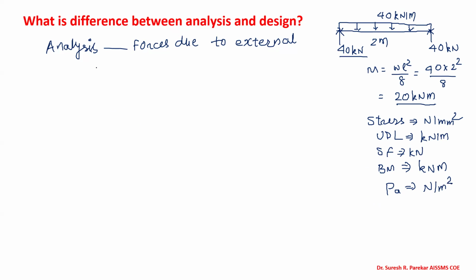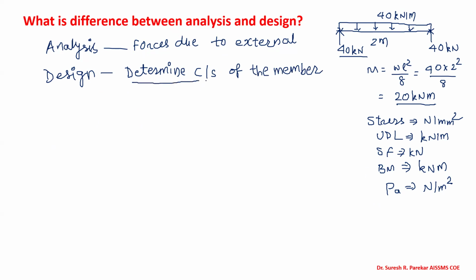So we have this analysis. First, we are going to find forces due to external loads. Then we have design. What does it mean? We have to determine the cross section of the member, because the length is already decided and our plan is finalized. After that we are going to analyze and design the structure. So we have to find the cross section. Cross section means width and depth. That we are going to find out.